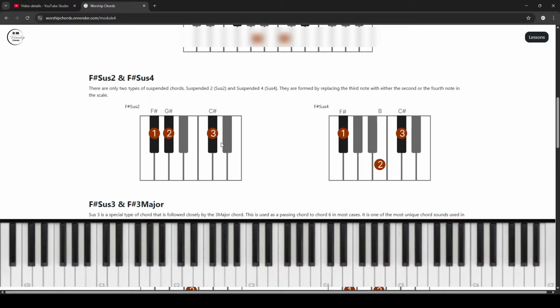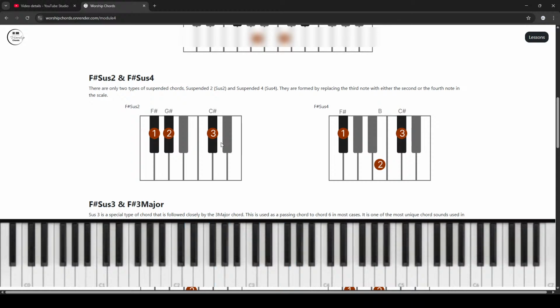Now let's look at an example. Let's choose a song. You see, instead of chord 5, you use suspended 2 first, and then you finish with the 5. So you press suspended 2 and then note 5. So that's how you play, especially in the special song.